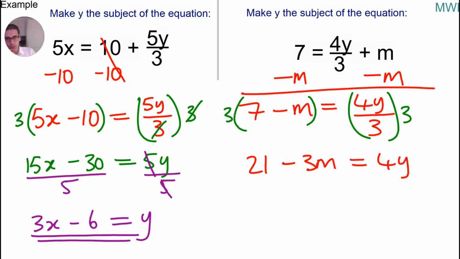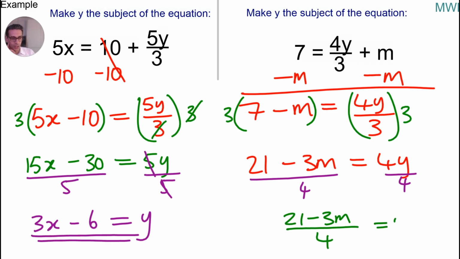We're going to isolate y, so we're going to divide by 4. So divide by 4, divide by 4. Now these two numbers, 21 and negative 3m, they don't divide by 4, so we leave our answer as is. So this is going to be written as 21 minus 3m all over 4 equals y. That's your final answer.